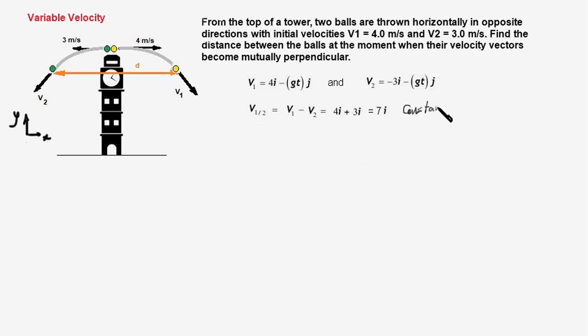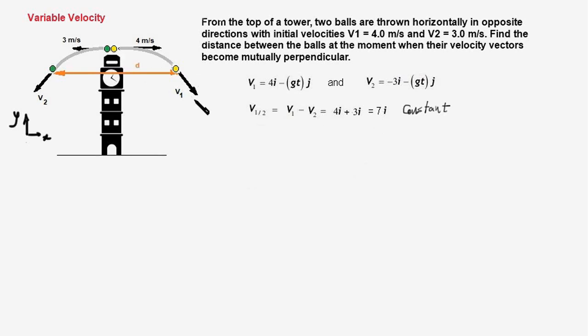There is no term containing t, and throughout the motion of the two balls, the relative velocity remains constant. This is an important point because it makes our calculation simpler. After time t, this distance d would simply be 7 times t, because the initial displacement is 0, and therefore d would be equal to the constant relative velocity 7 times the time it takes from this position to this position.